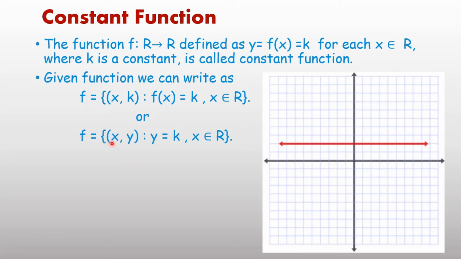Or you can also write (x, y) with y equal to k. In place of k you can take any real number. For example, y equal to 2. So different points you will get are (1, 2), (2, 2), (3, 2), (4, 2), (5, 2). You plot all the points, you will get a graph like this, which is at a constant distance from the x-axis. Since the line is at a constant distance from the x-axis, it is known as a constant function.